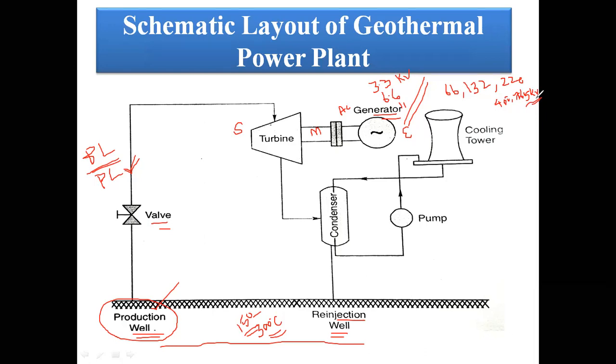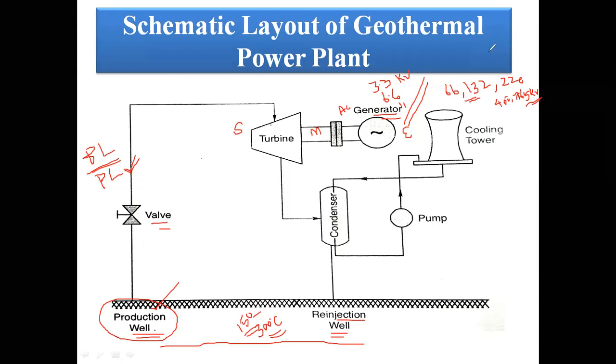This step up transformer is utilized only in the generating station. Remaining all the places use a step down transformer. Once the power is generated, we can send it to the consumer via the step up transformer, isolator switches, circuit breakers, and bus bar.